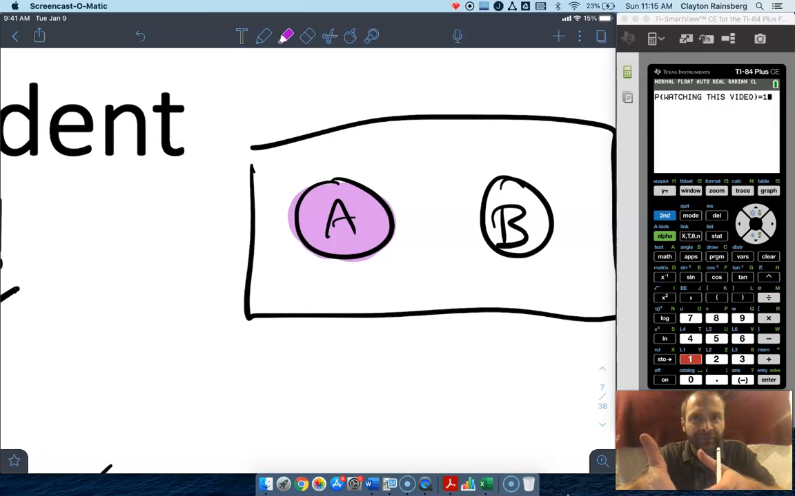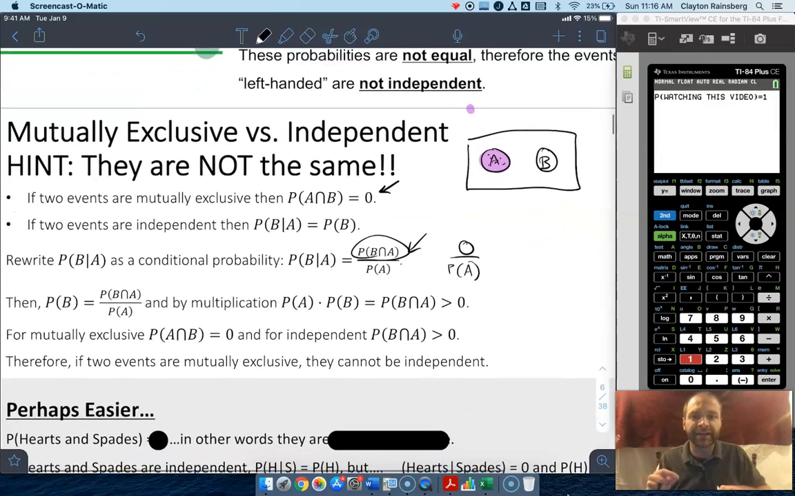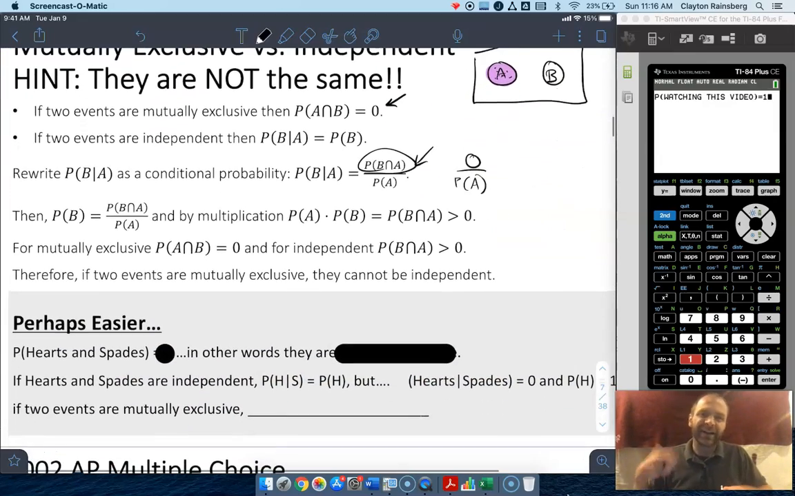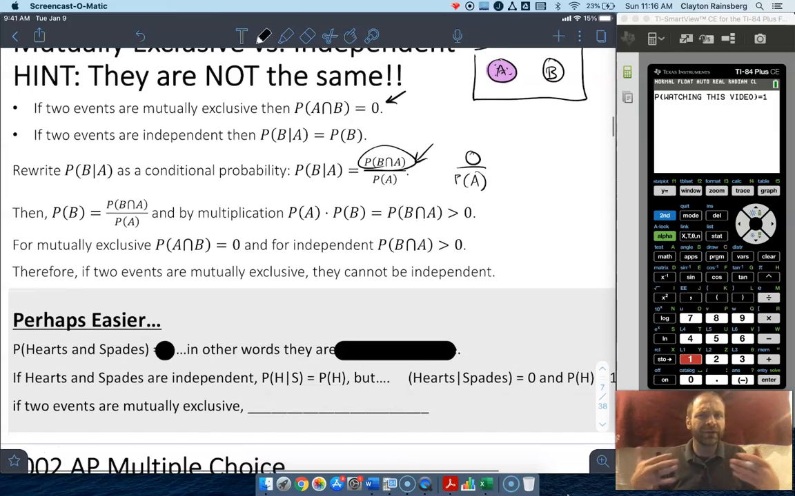What's the probability that event B is going to occur? Well, there is no event B inside of here. It's 0 on it. So mutually exclusive does not mean independence. Now, again, we proved it mathematically, but you have to understand it.